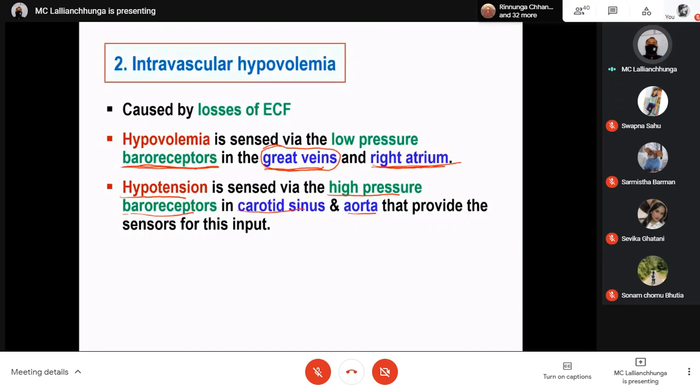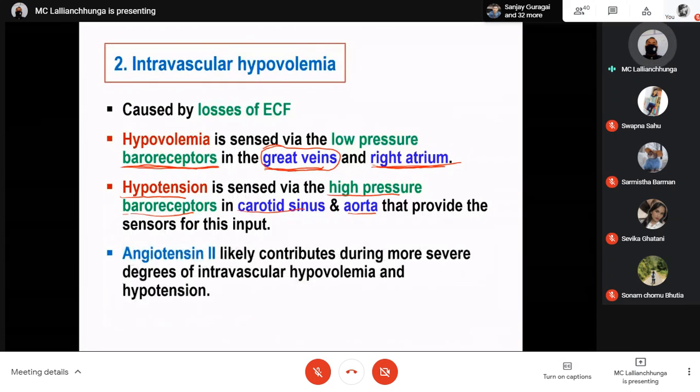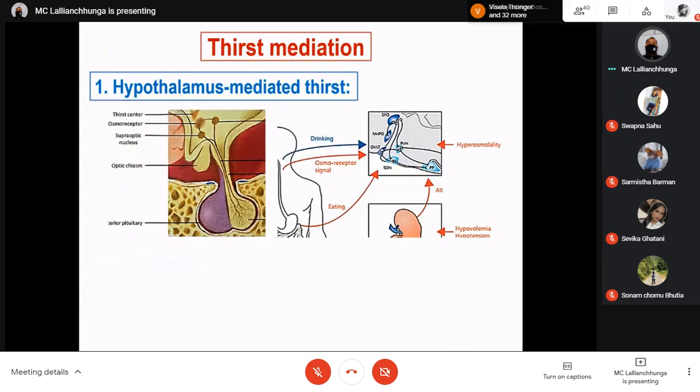sensor for this input. Actually, blood pressure and fluid balance, all these things are interrelated. You cannot separate them. Angiotensin II likely contributes during more severe degrees of intravascular hypovolemia and hypotension. That we'll discuss afterwards, actually we have already discussed earlier also. So when we talk about thirst, we cannot exclude the renin, angiotensin, aldosterone system. All those things are also involved.